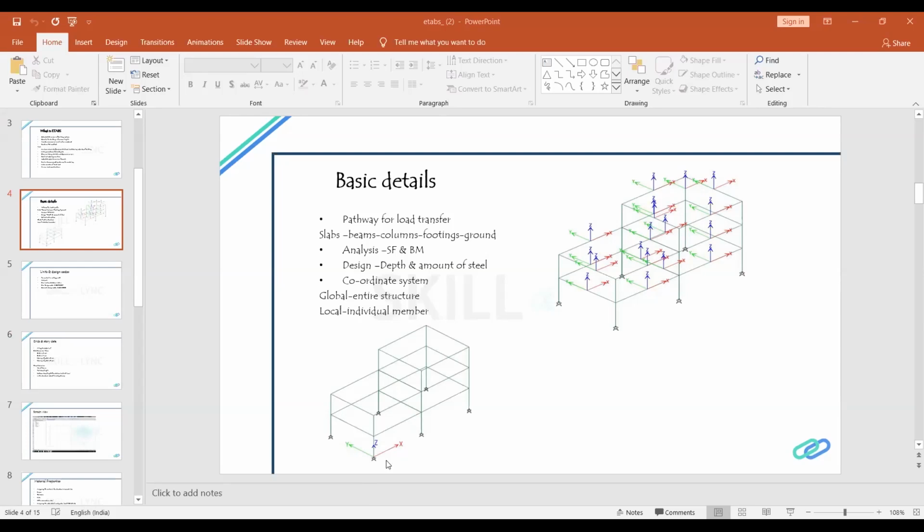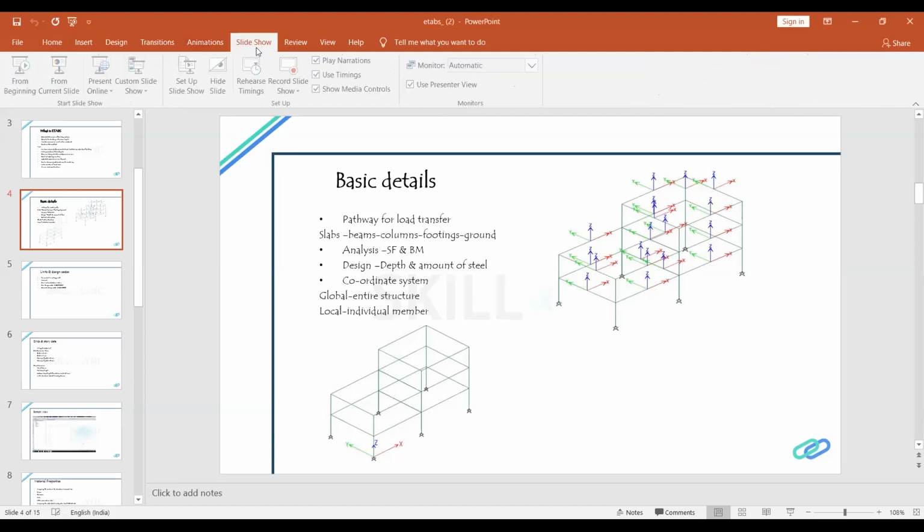This feature stands for the global coordinate system. That means the entire structure I have designed and made has a single coordinate. The whole structure represents only one coordinate system. That is referred to as the global coordinate system in ETABS. If you see the upper image, on the left or right corner, for the same structure, the coordinate system is different. A coordinate system is available for each and every member of the structure. In that case, we call these the local coordinate system or individual coordinate system.